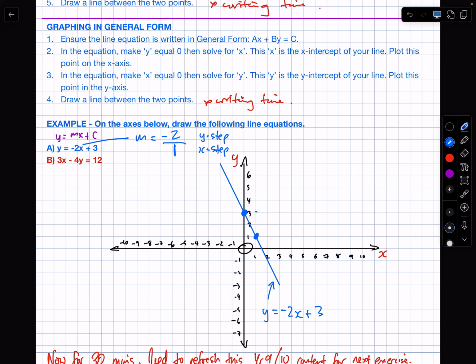The whole class is going to get needs improvement. Sounds like the whole class is going to get needs improvement for the report.